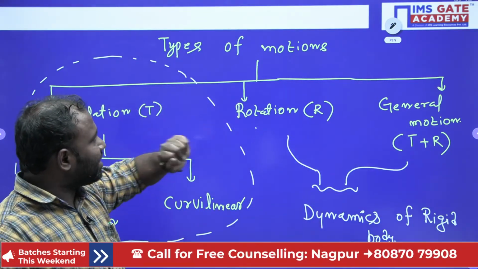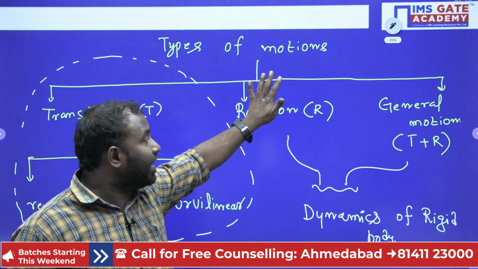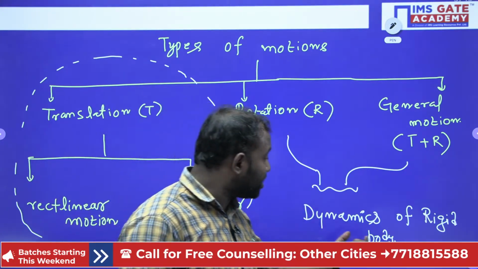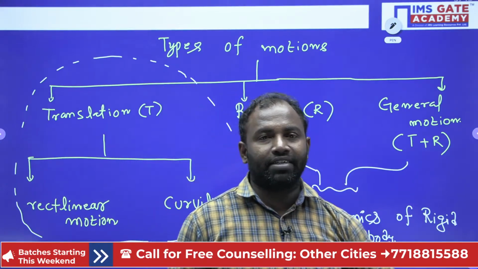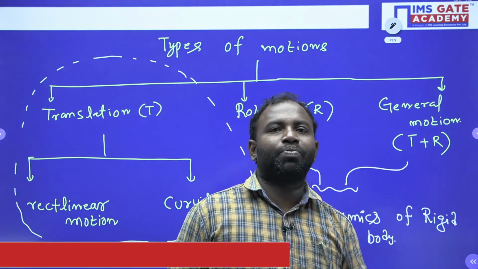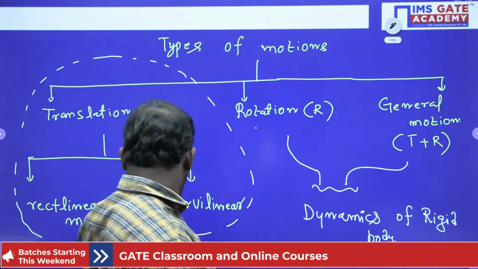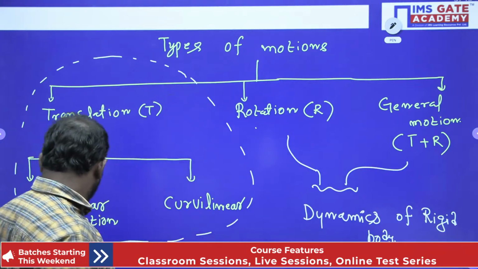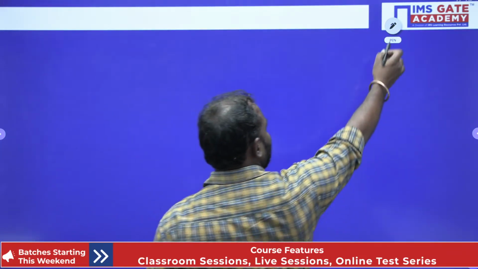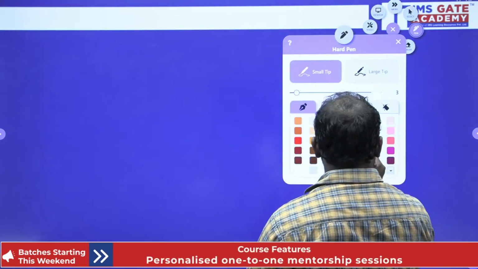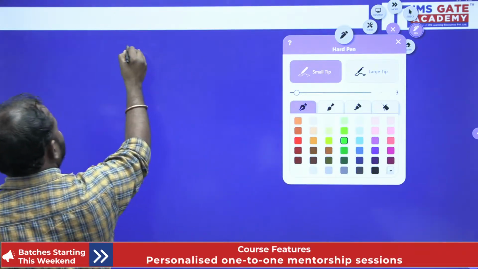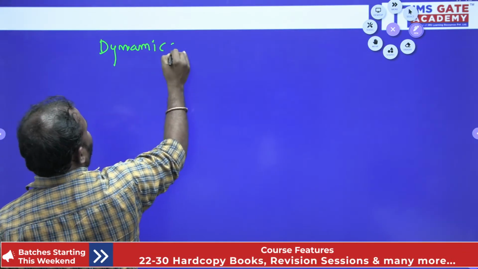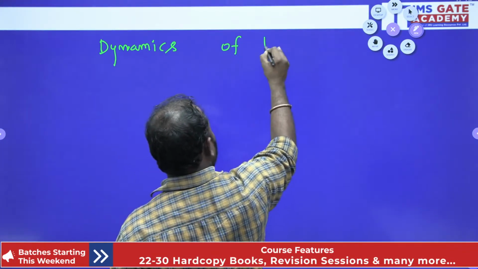Yesterday we discussed rotation motion of rigid bodies. Now dynamics of rigid bodies is again divided into two categories: kinematics of rigid body and kinetics of rigid body. Now let's move on to the dynamics of rigid body.